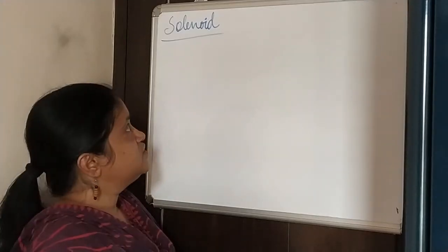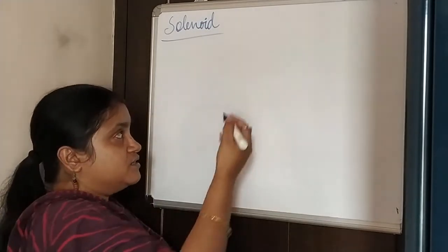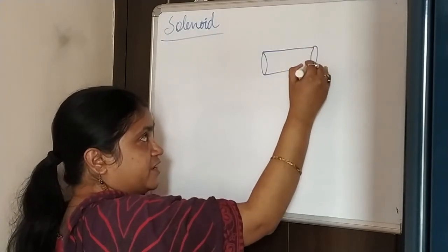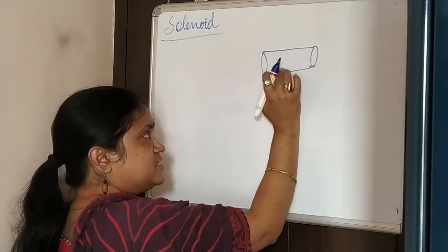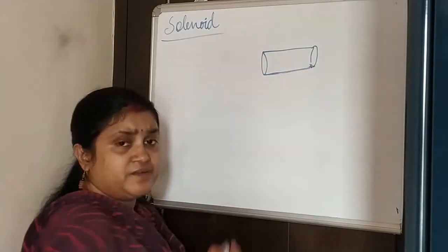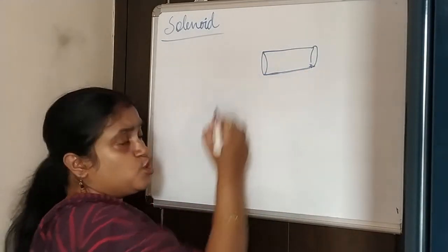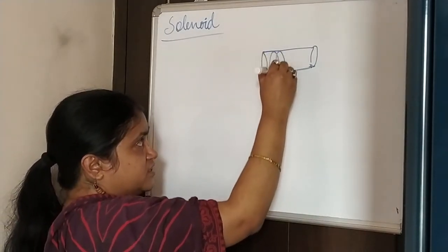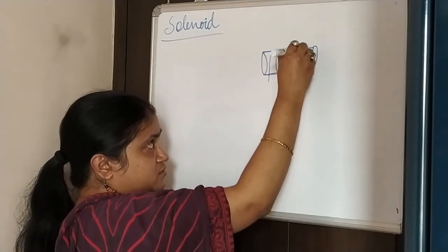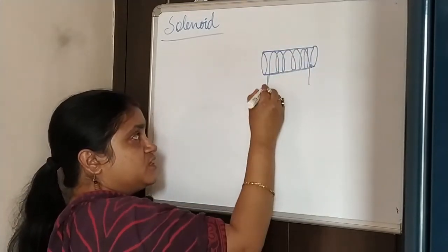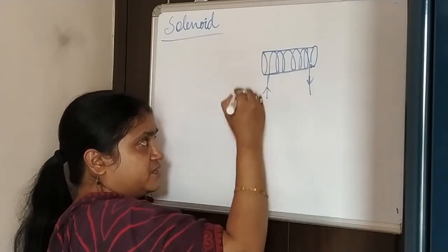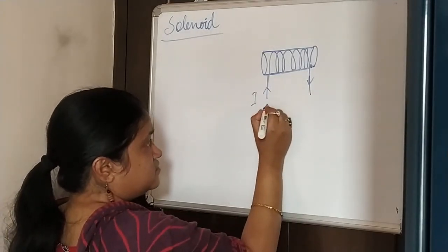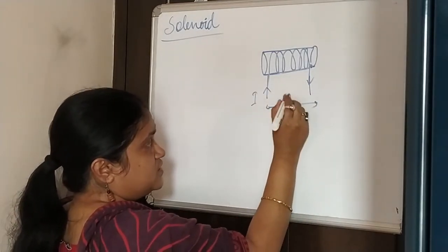Solenoid. As many of us already know, what is a solenoid? It is a current carrying cylinder rather than a wire. It's a hollow cylinder, and we would wound a current carrying wire around it. So the current moves from here and comes out. This is the current I, and the length between these two is L.